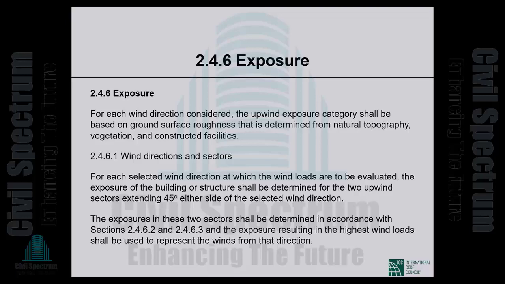Now comes some, I would call this basic stuff. This is part of the requirements, but this is very basic. We have exposure categories that have come up from the beginning. It used to be A, B, C, D, now B, C, D in ASCE 7, and A, B, C in BNBC 2020. What are they? What are the definitions?